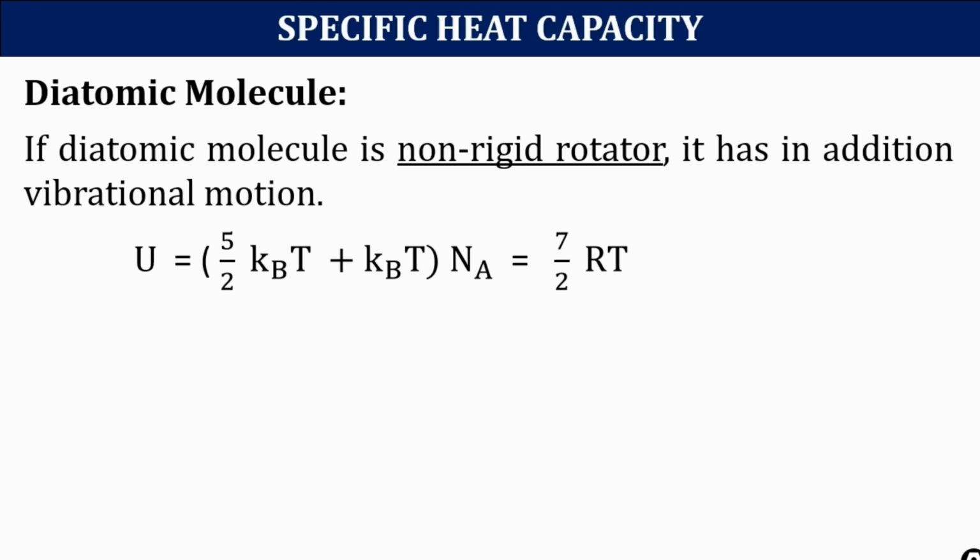Therefore, total energy or internal energy of a diatomic molecule which is a non-rigid rotator should be equal to 5 by 2 kBT plus kBT. ಯಾವಾಗ ನಾವು 1 mole of such gas ಅನ್ನ ಕನ್ಸಿಡರ್ ಮಾಡಿದೆವೋ ಆವಾಗ ಟೋಟಲ್ ಎನರ್ಜಿ ಆಫ್ ಈಚ್ ಮಾಲಿಕ್ಯೂಲ್ ಬ್ರಾಕೆಟ್ ಅಲ್ಲಿ ಬರೆದಿದ್ದಾಗೆ ಇರಬೇಕು, 5 by 2 kBT plus kBT. But for 1 mole of a substance, it should be equal to energy associated with a single molecule into the number of molecules present in 1 mole, Avogadro number, which is equal to 7 by 2 RT.